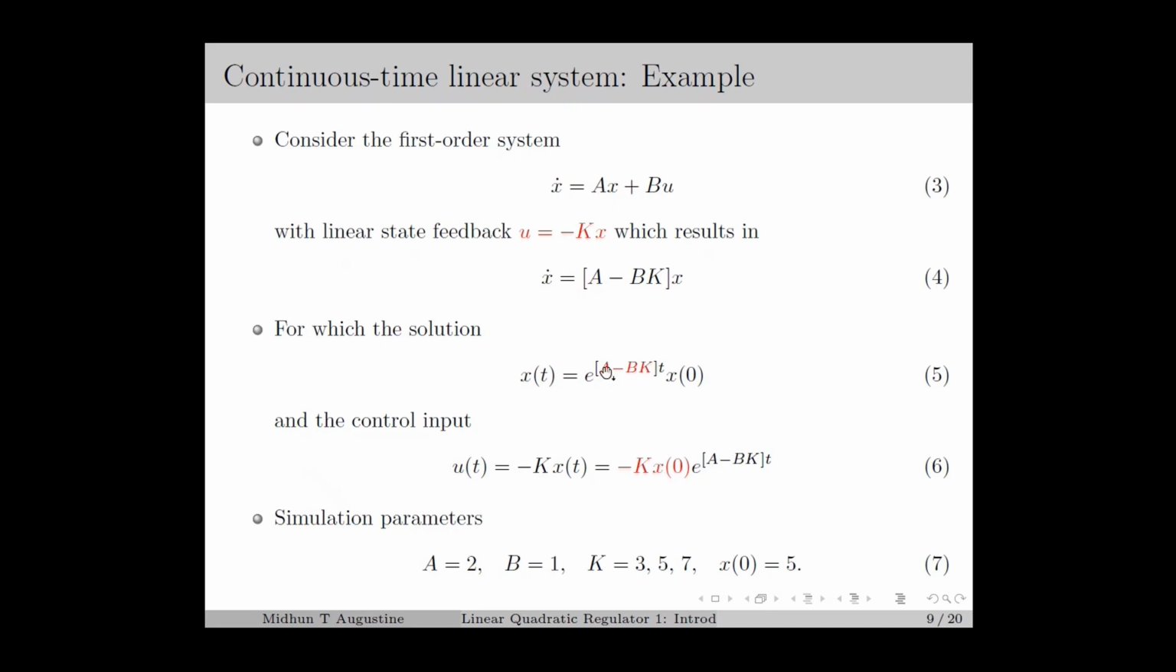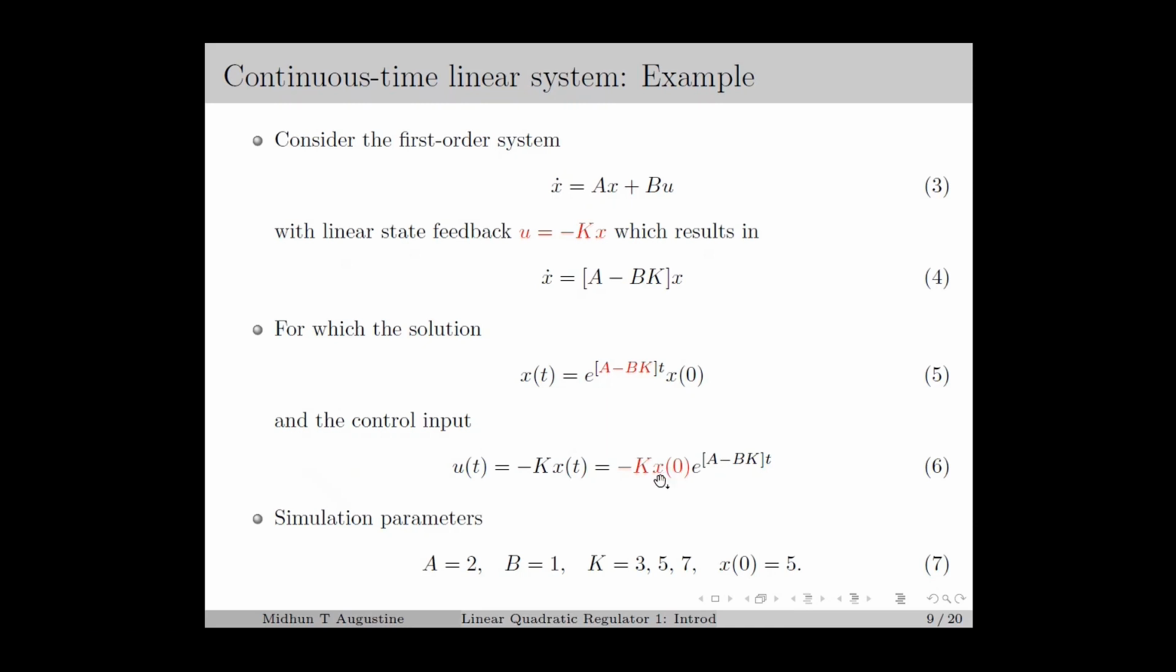Now, as per the control law, we have the control input u of t equal to minus k times x of t, which is equal to minus k into x of 0 e raised to (a minus bk) t. At t equal to 0, we have e raised to (a minus bk) t equal to 1. Therefore, the initial value of the control input will be equal to minus k x0.